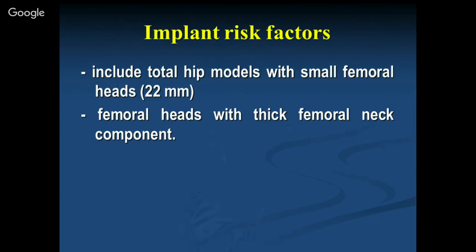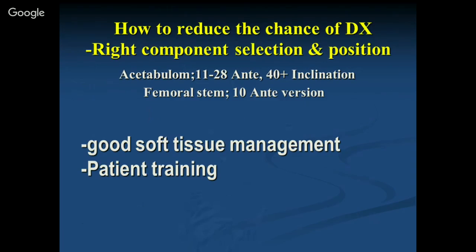Now the implant risk factors. If you use a 22 millimeter head, there is a high chance of dislocation. And if we use a head larger than 28 millimeters, such as 36 or 38 millimeters, there is less chance of dislocation. So how to reduce the dislocation? Acetabulum 11 to 28 degrees anteversion, 40 degrees inclination, and femoral stem 10 degrees anteversion. Good soft tissue management and patient training. The patient is asked not to squat or sit cross-legged. That will dislocate the hip.